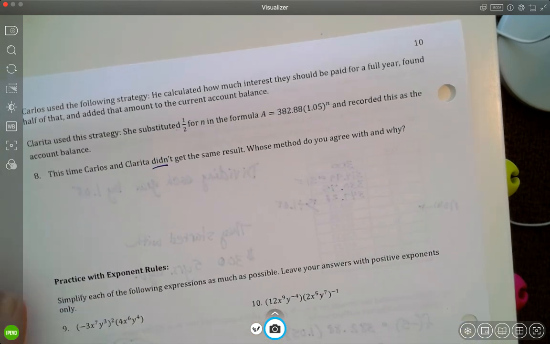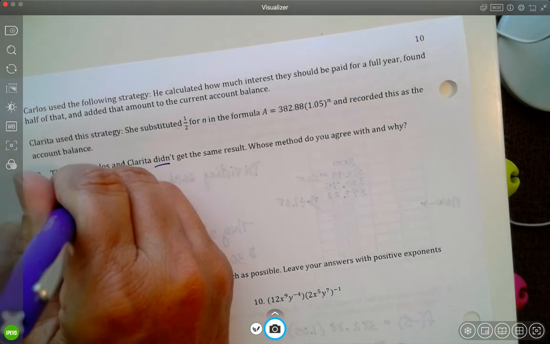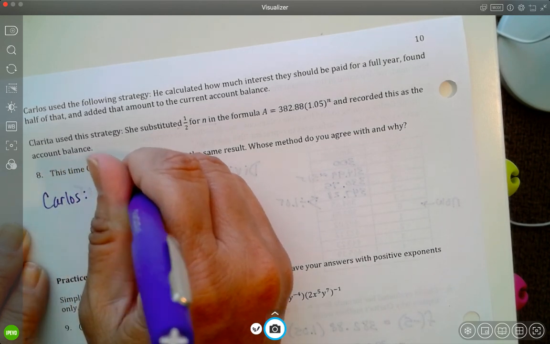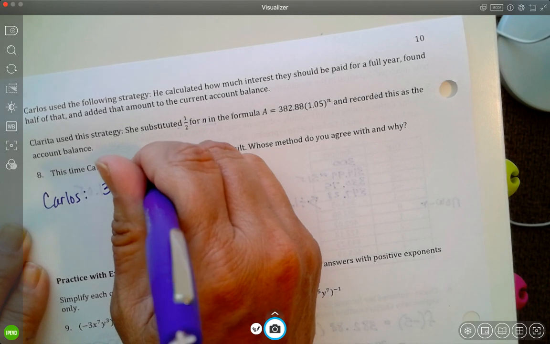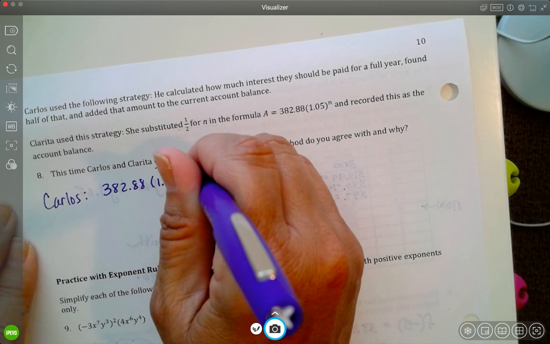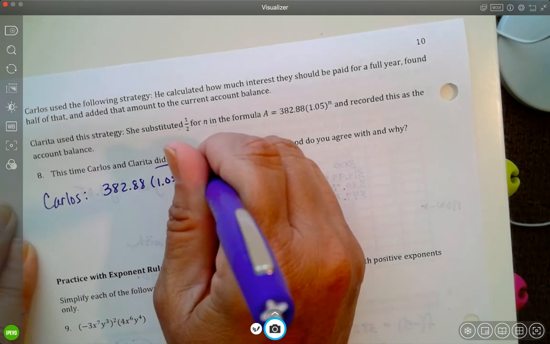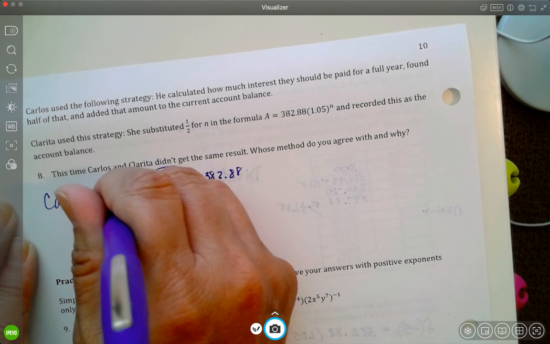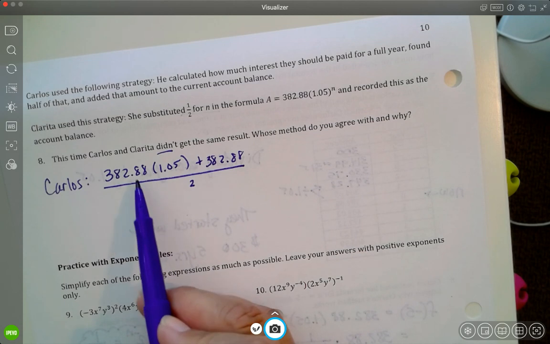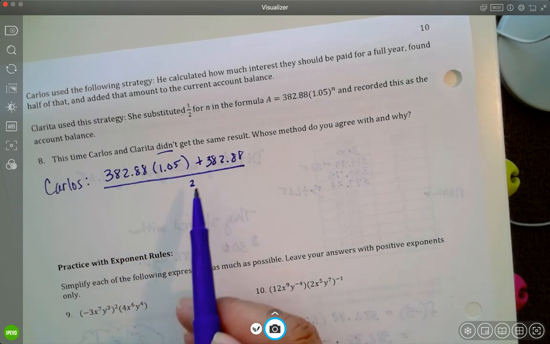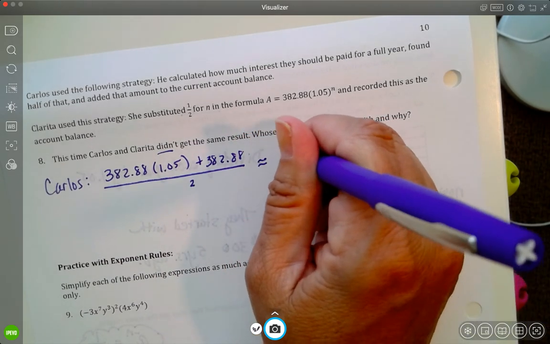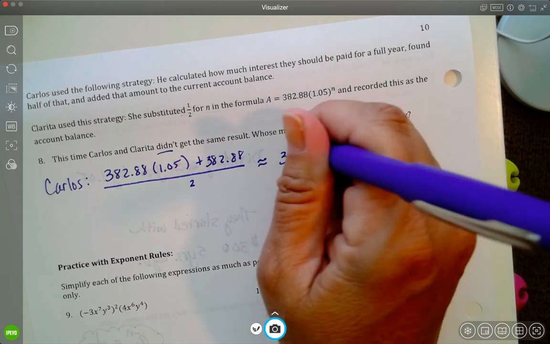Okay, so let's look at what Carlos gets with his method. Basically he's saying, I'm going to take 382.88, multiply it by 1.05, and add 382.88 and then divide it by 2. So he's saying this is my interest plus my balance, I'm going to divide it by 2, and he ends up getting about 392.45. This is the balance, right?